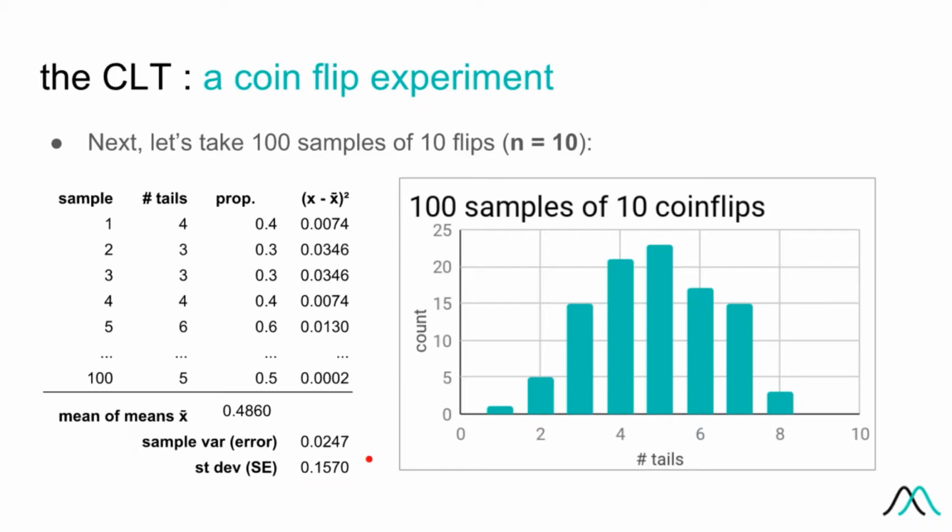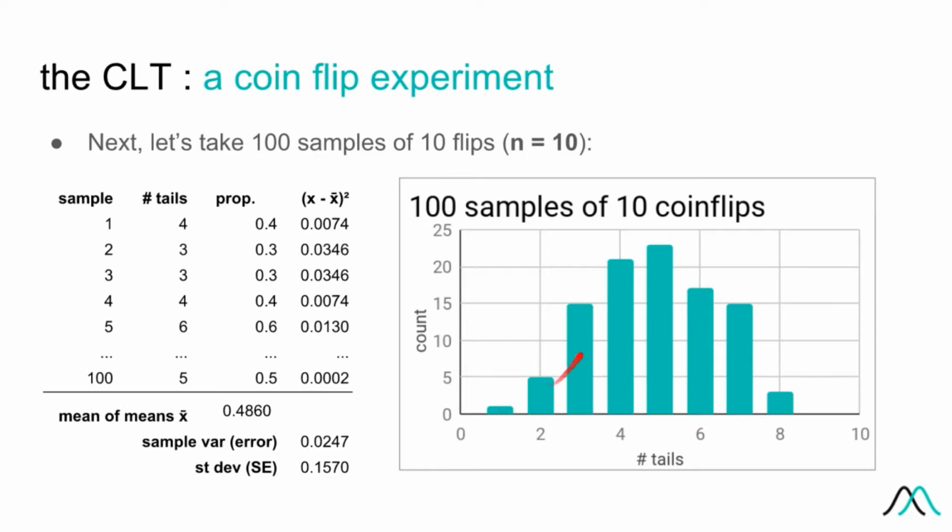Importantly, note that this standard deviation of a distribution of sample means has a special name in this context. To keep it distinct from the standard deviation of data, to designate it as the standard deviation of the means of sampled data, it's called standard error. That's why there's SE in parentheses here.